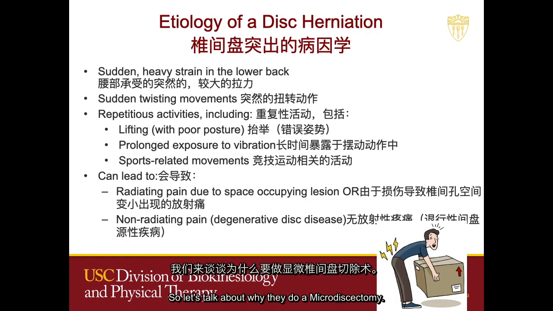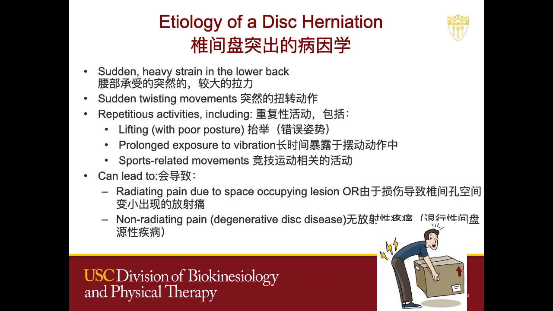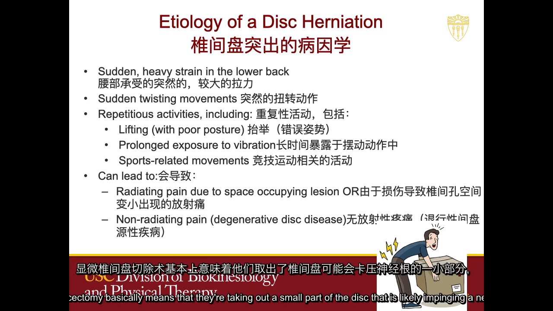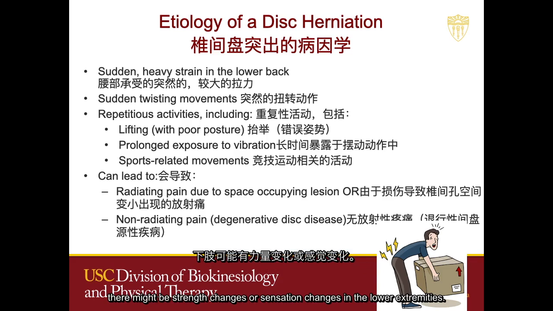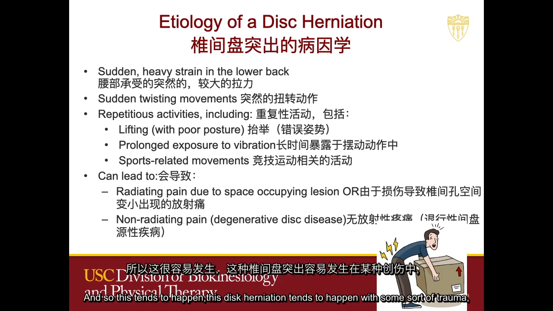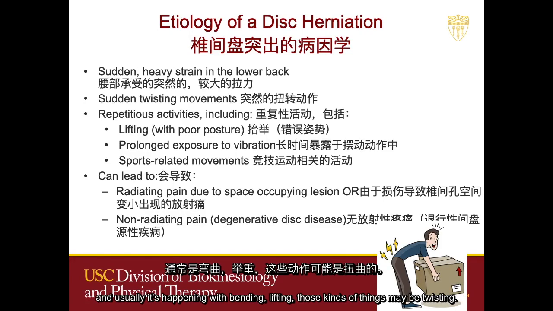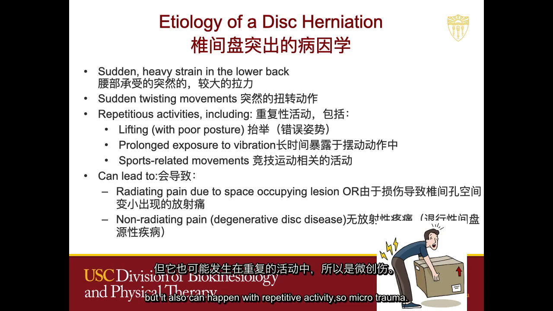So let's talk about why they do a microdiscectomy. Microdiscectomy basically means that they're taking out a small part of the disc that is likely impinging a nerve root. And so it's affecting the ability, again, to walk. There might be strength changes or sensation changes in the lower extremities. This disc herniation tends to happen with some sort of trauma. And usually it's happening with bending, lifting, those kinds of things, maybe twisting. But it also can happen with repetitive activity, so microtrauma.